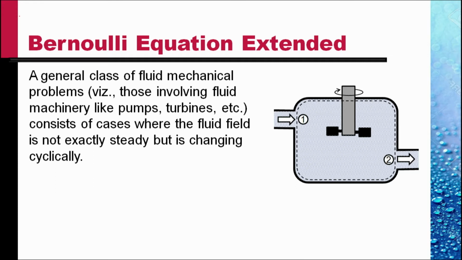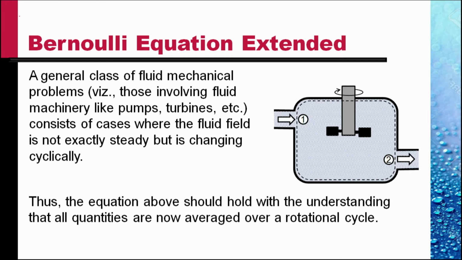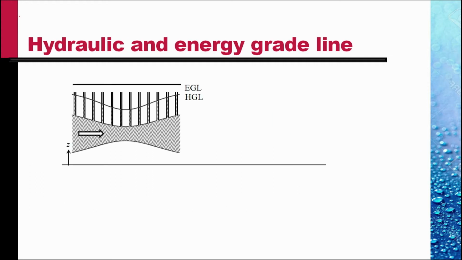A general class of fluid mechanical problems, for example those involving fluid machineries like pumps, turbines, etc., consists of cases where the fluid field is not exactly steady but is changing cyclically because of a rotating shaft. Thus, the equation above should hold with the understanding that all quantities are now averaged over a rotational cycle. We introduce now the concept of hydraulic and energy grade lines.